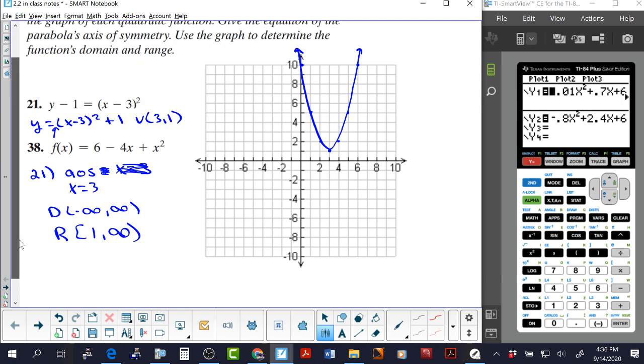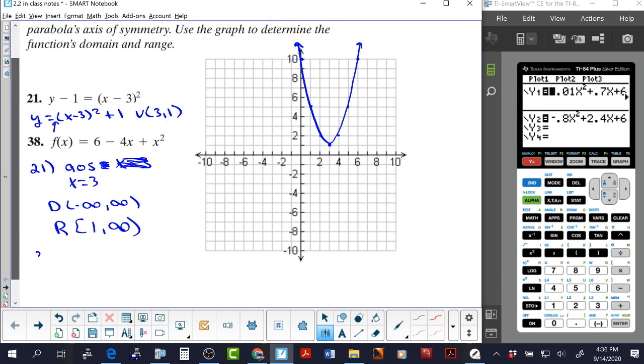So let's look at number 38. Negative b over 2a is the x-coordinate of the vertex, which is 4 over 2 times 1, so 2. So 2 comma something. Let's plug 2 in there. 6 minus 8 plus 4, so negative 2 plus 4 is 2. So (2, 2) is the vertex. So that's right there.